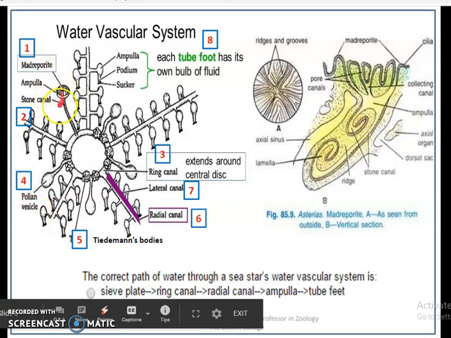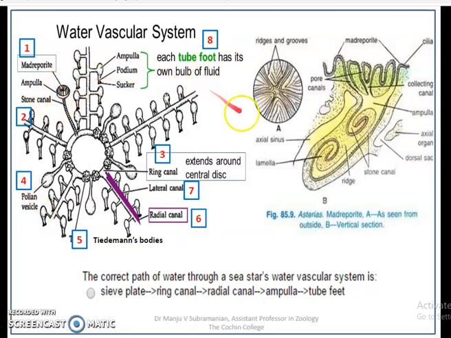This madreporite is a specialized structure, and this is a magnified image of the madreporite. As you can see, there are numerous pores and grooves, or in other words the madreporite is formed of ridges and grooves. It is otherwise also called a sieve plate. This diagram shows the vertical section of the madreporite. On this madreporite, these are the pores.